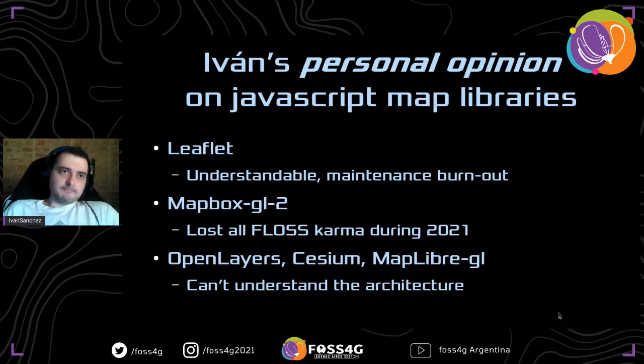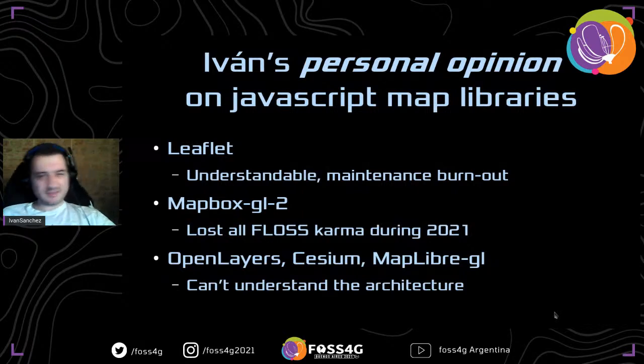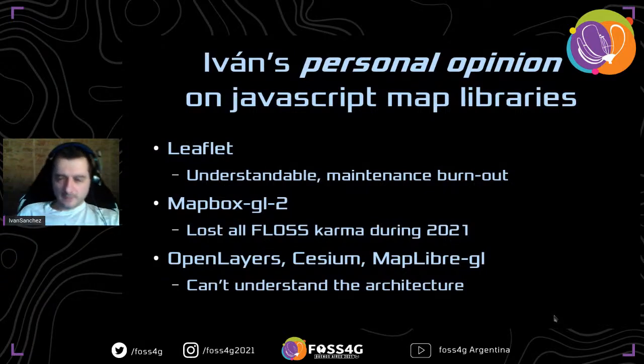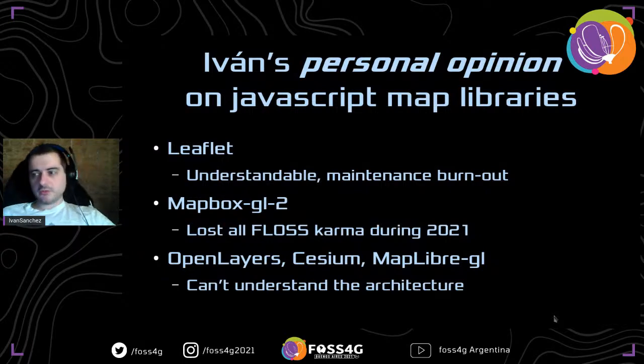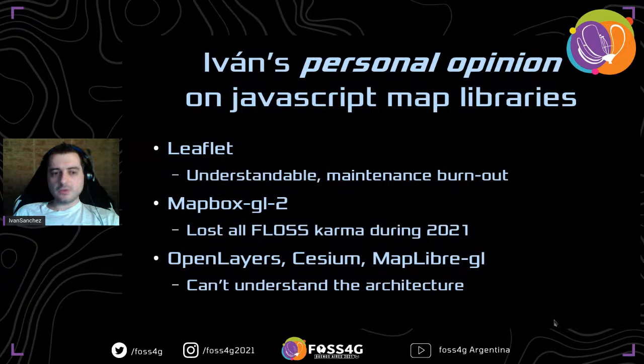bugs that are plaguing it. Plaguing is maybe a bit of a heavy word, but the code base is aging, and not too well, and it needs some heavy work, and nobody really wants to do it. Now, Mapbox has the Mapbox GL 2 library, but Mapbox has been losing a lot of karma in 2021. They closed-sourced Mapbox GL 2.